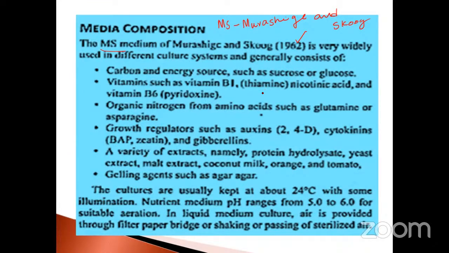Sometimes they may ask about pH, which is very, very important, and also the temperature. At which temperature does the process occur? That is 24 degrees Celsius. This is the temperature, isn't it? The pH will be 5 to 6, which is nothing but acidic pH, isn't it? Don't forget, my dear student. These two things are very, very important.